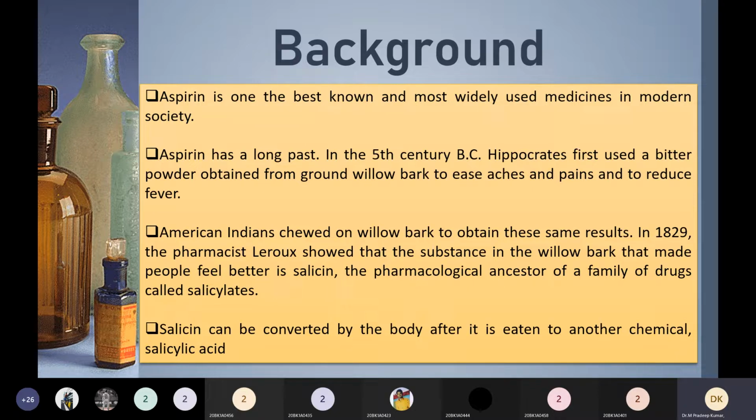American Indians, the aboriginal people of America, chewed on willow bark to obtain these same results, meaning to get relief from the pain. In 1829, the pharmacist Leroux showed that the substance in the willow bark that made people feel better is salicin, the pharmacological ancestor of a family of drugs called salicylates. Salicin can be converted by the body after it is eaten to another chemical, salicylic acid.